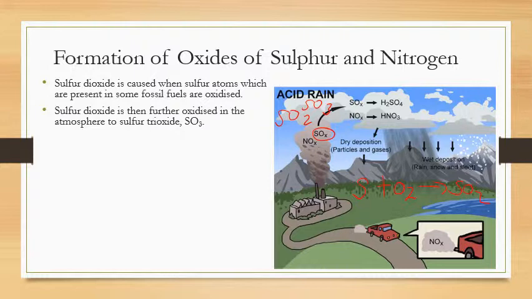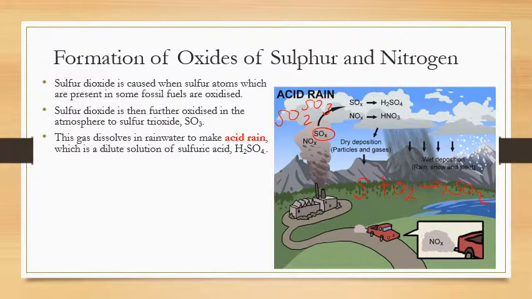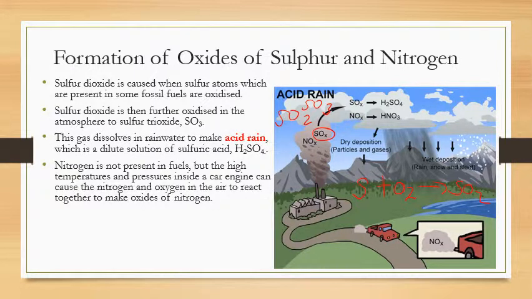So the other form of pollutant is nitrogen oxides. Nitrogen is not present in the fuels themselves, but present in the air, which is used as part of the combustion process. Because of the high pressure and temperature involved in the combustion engine, you end up forming these nitrogen oxides.